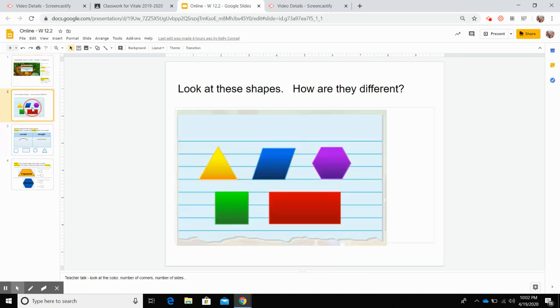All right. On the next slide, you're going to see these shapes. And you can pause this as you want. Think about how these shapes are the same and how these shapes are different. Look at the colors, the number of corners, the number of sides. Talk about how those are different. Pause if you need to.